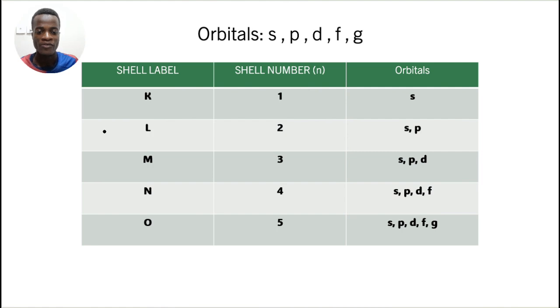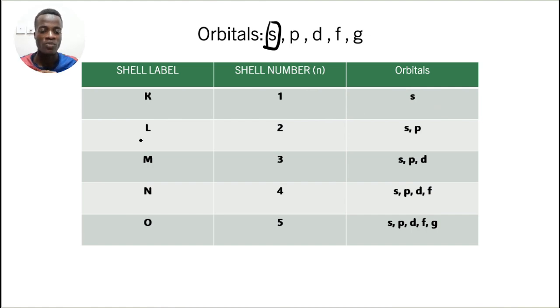If you're on the first shell K, it is shell number 1, right? So it means you need to have only one orbital. And when you are starting a number of orbitals, we need to start from S. So that's why we are starting from S. You see that the K shell comes with shell number 1, and it has only one. So the K shell has only the S orbital.